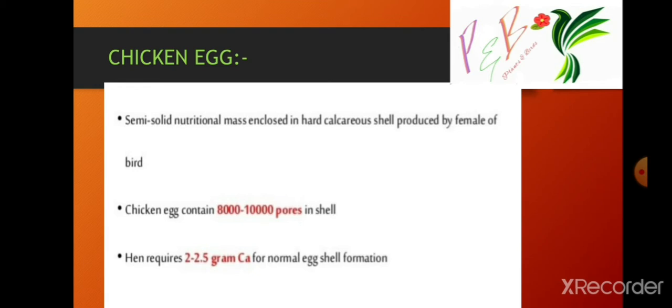Next, a chicken egg contains 8,000 to 10,000 pores in the shell. That means the calcareous shell contains invisible pores, 8,000 to 10,000 of them, which we can't see with our naked eye. They are there for the supply of oxygen to the embryo. And next, a hen requires 2 to 2.5 grams of calcium per day for normal eggshell formation. This is important to note under the chicken egg introduction.